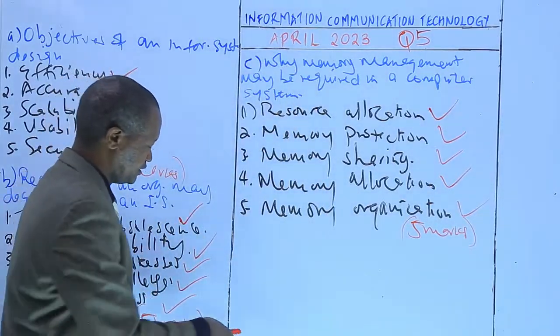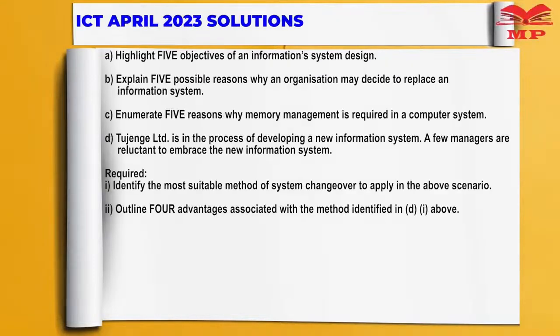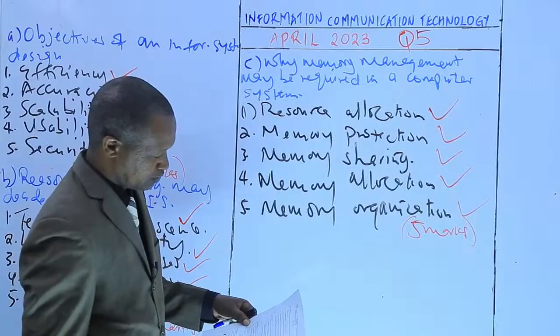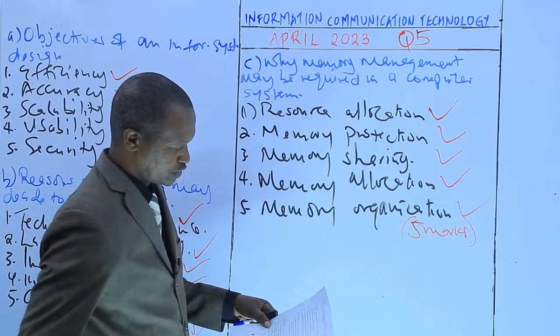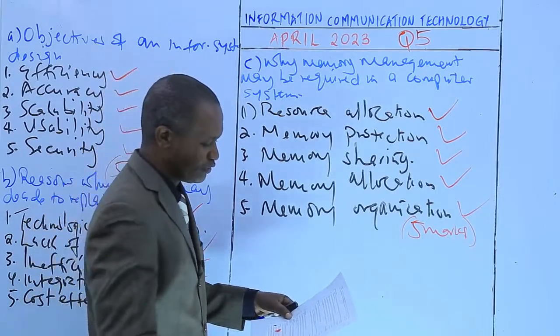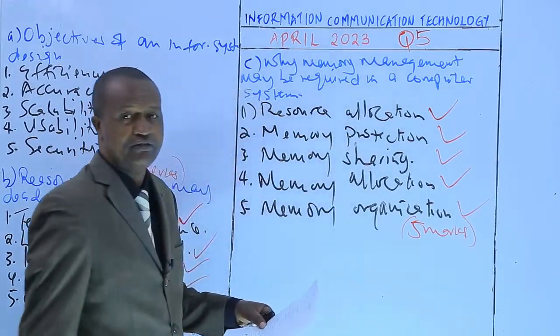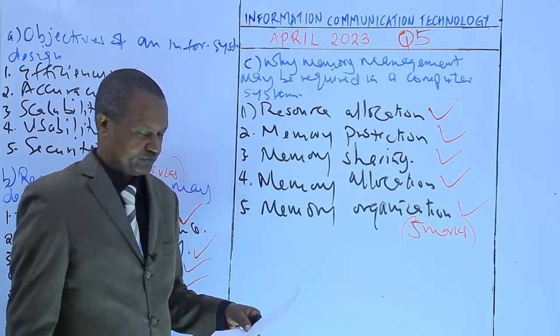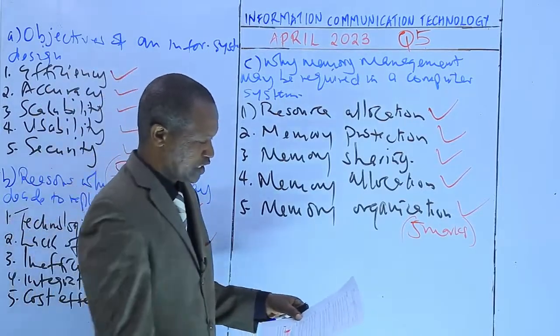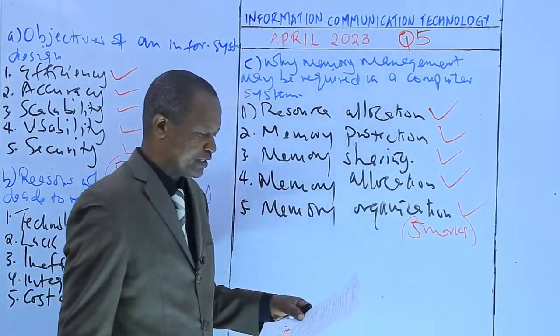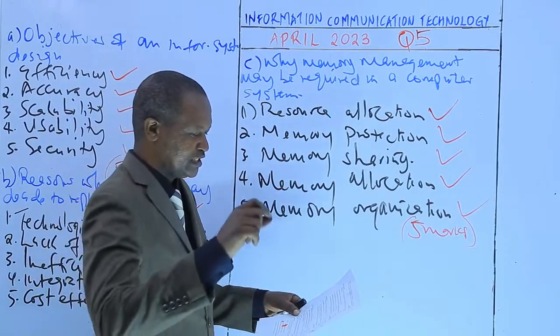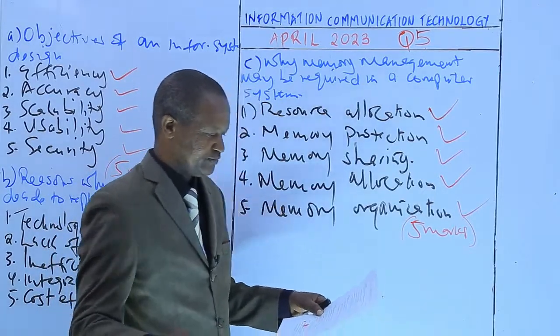That is C. D. Tujenge Limited is in the process of developing a new information system. A few managers are reluctant to embrace the new information system. Roman 1. Identify the most suitable method of system changeover to apply in the above scenario. Roman 2. Outline 4 advantages associated with the method identified in D1 above.